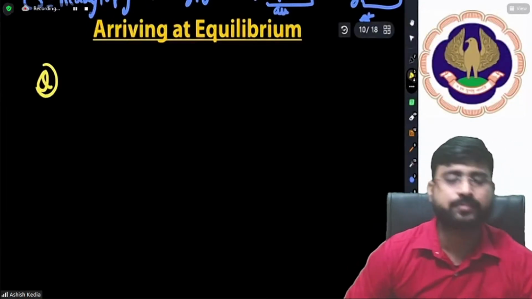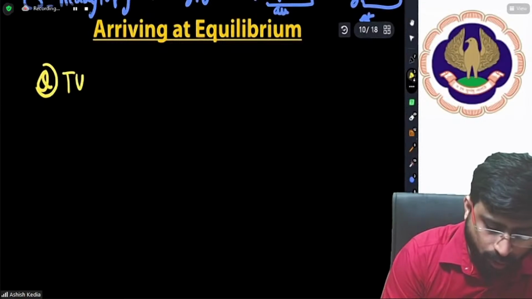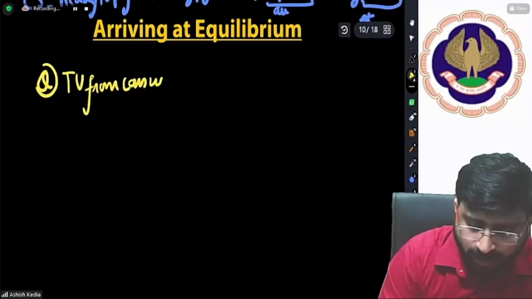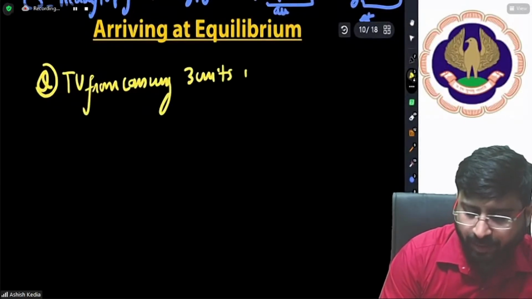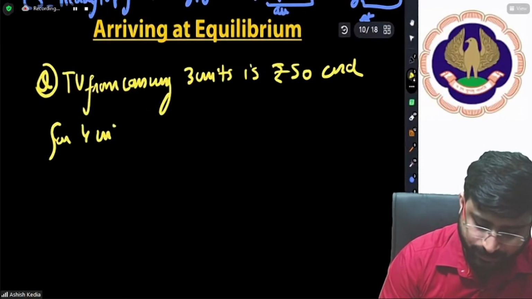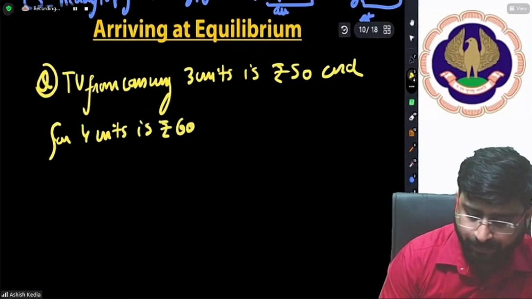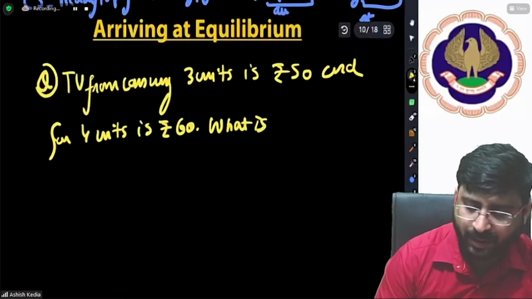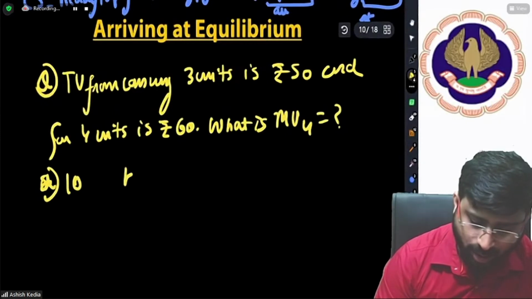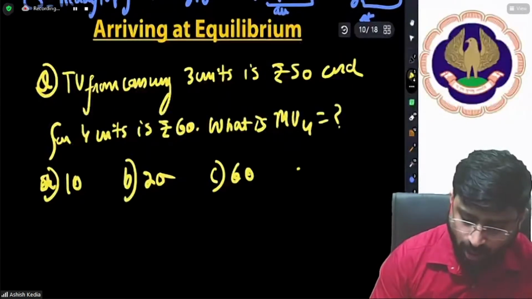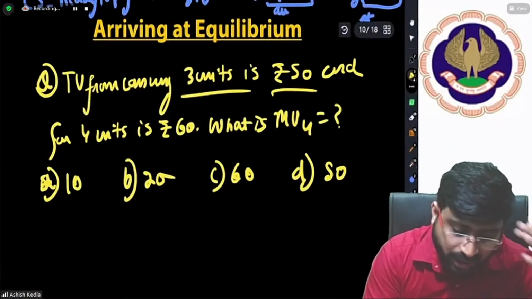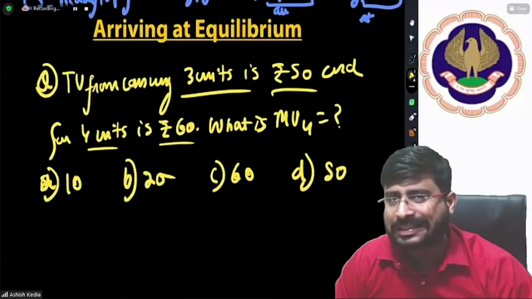Question. Total utility from consuming 3 units is rupees 50 and from 4 units is rupees 60. What is the MU of the 4th unit? Option A 10, option B 20, option C 60, option D 50. Come on, what do you think? TU from consuming 3 units is 50 and from 4 units is 60. So what do you think is the MU here?